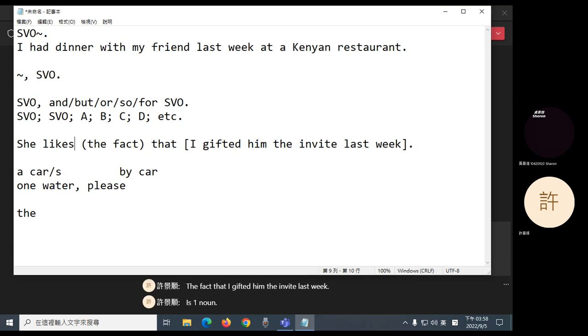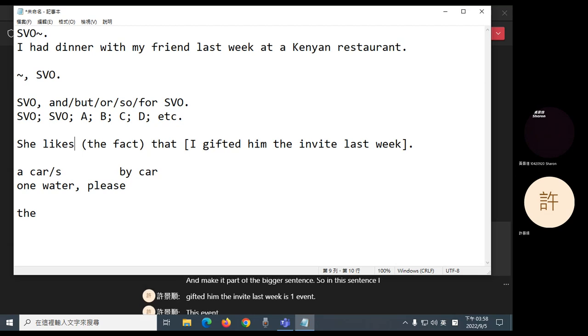So like if you're writing a sentence and you realized, oh no, I now have two complete sentences, but it doesn't feel like you should connect them. It feels like one sentence belongs as part of the other sentence. This is one way you can fix that problem. Add the word that in front of the sentence you want to turn into a thing and make it part of the bigger sentence. So in this sentence, I gifted him the invite last week is one event. This event is the object of the sentence.